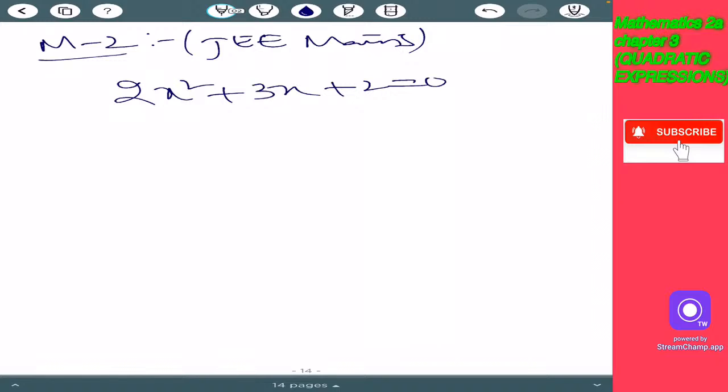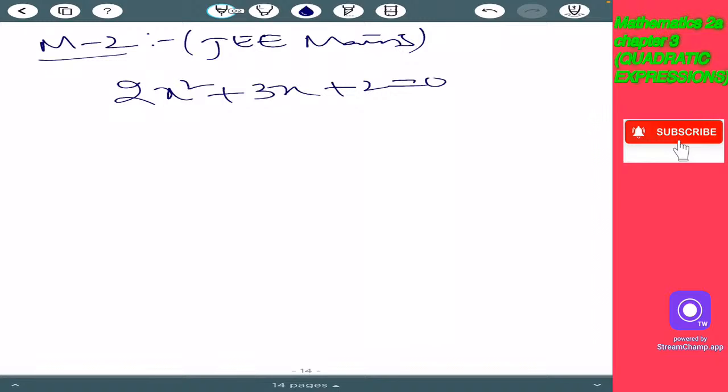Now, we'll teach you this later. Before that, you just need to understand the signs. What signs you take, you'll get what signs in the roots according to that, and it is very, very important for your JEE Mains.